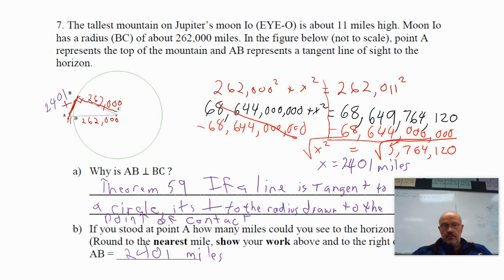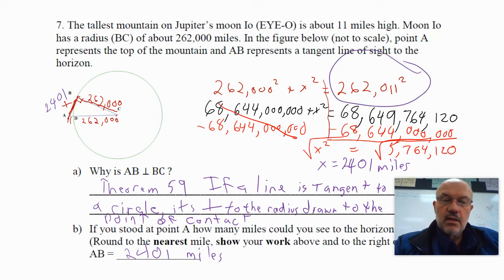So to figure this one out, again, label up your figure. They told you it's tangent, so know your clues. That means this is perpendicular. That's a right angle, which makes a right triangle. This is 11, that's 262,000, so we added that on. That's the hypotenuse of the right triangle because it's across from the right angle. We did not know this, so that was x squared, and we needed 262,000 squared. Then we just did the Pythagorean theorem to get that.